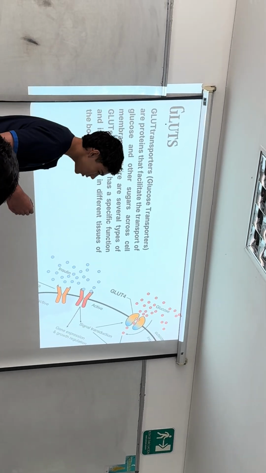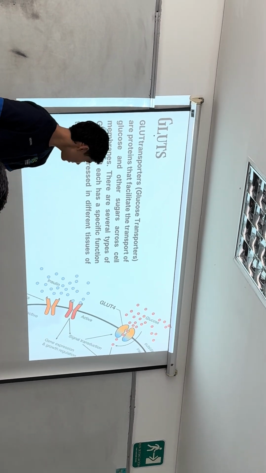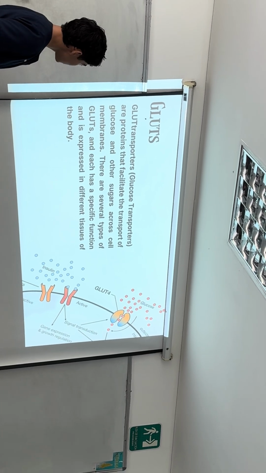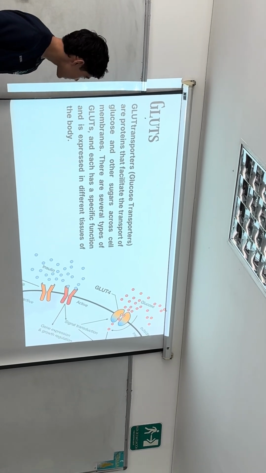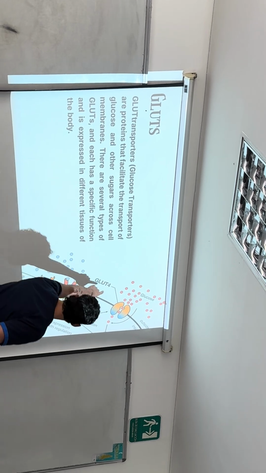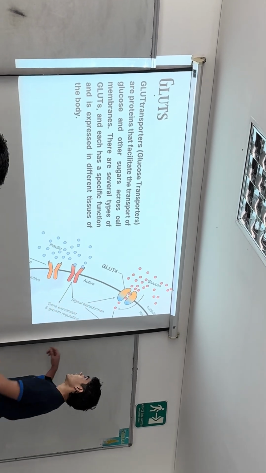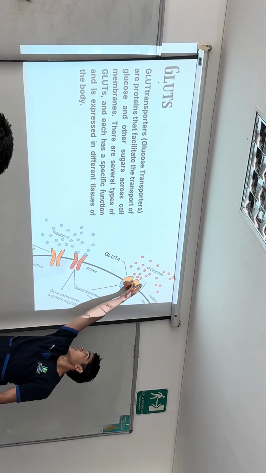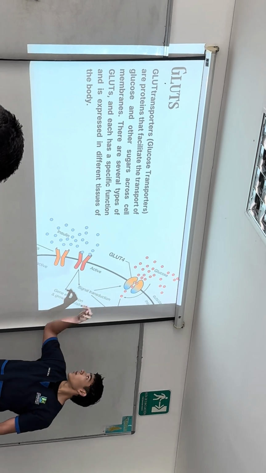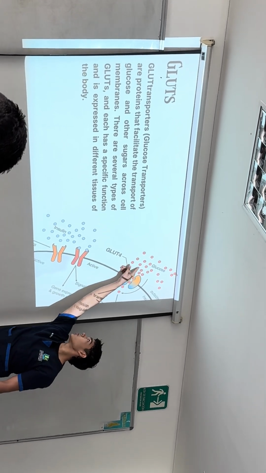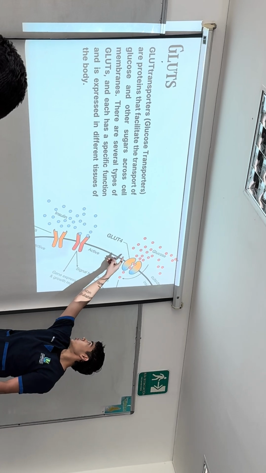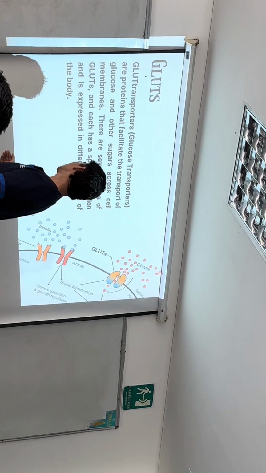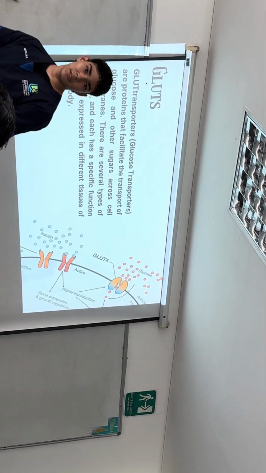To give you a more specific definition, GLUT proteins are glucose transporters that facilitate the transport of glucose and other sugars across the cell membranes. Here you can see glucose, and this is a GLUT protein. The glucose is in the exterior of the cell, and GLUT proteins will lead the glucose from the exterior of the cell to the interior. There are different types of GLUT, but my friend will explain later.